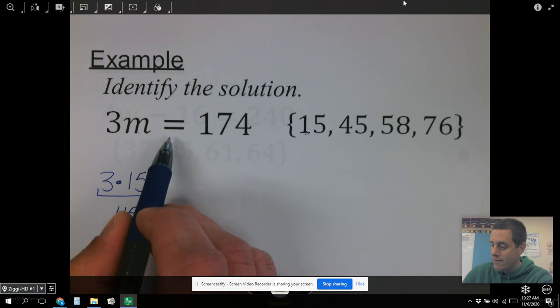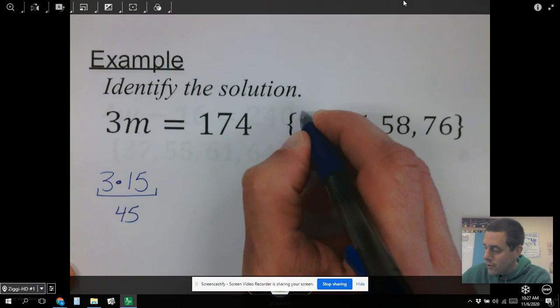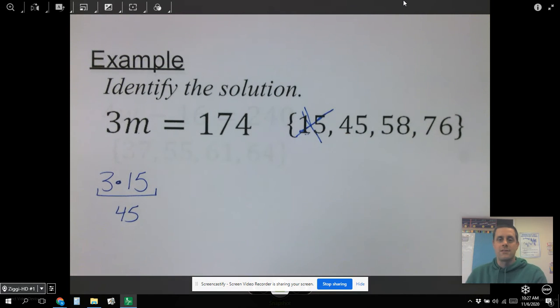Is 45 equal to 174? No, those are not the same values. So I know that 15 is not a solution. 15 did not make my equation true.